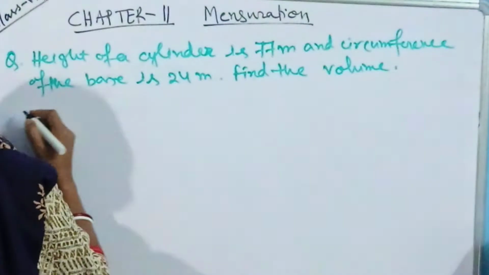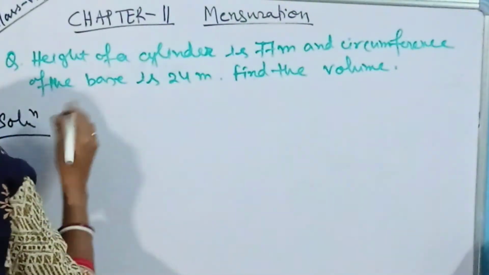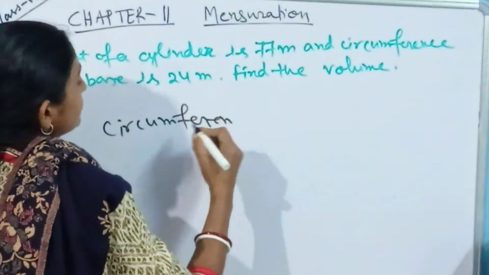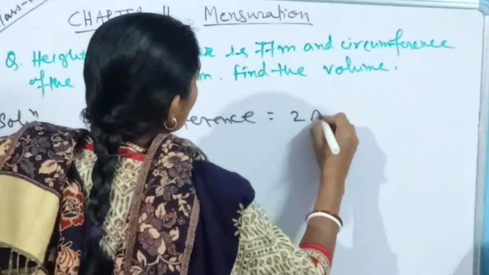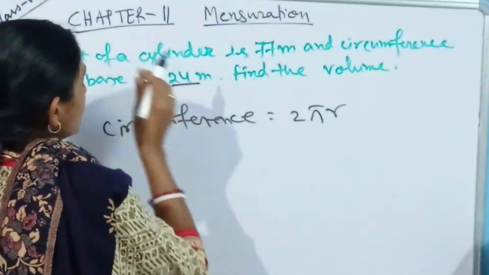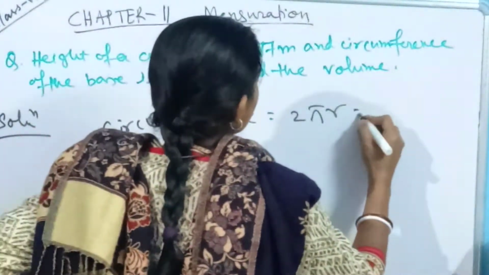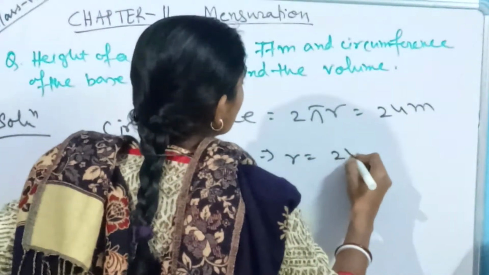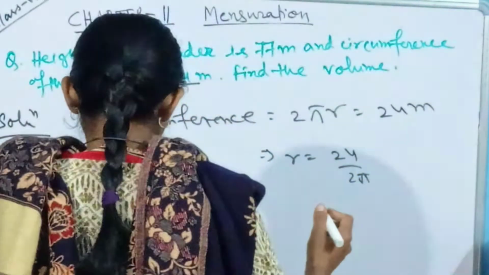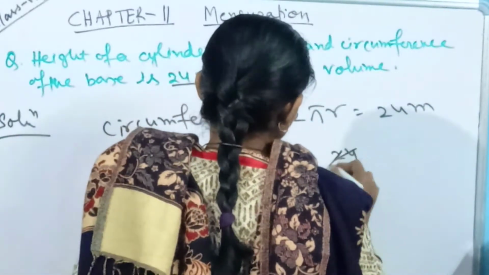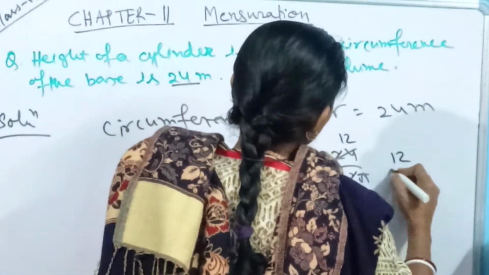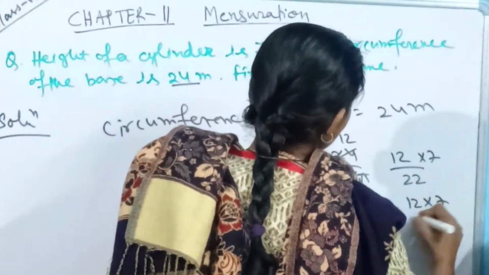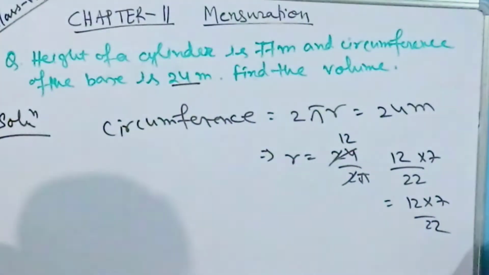What is the radius? Tell me, what is the formula of the circumference? Circumference is equal to 2 pi r, and as per the question, 2 pi r is equal to 24 meter. So here r is equal to 24 by 2 pi. If we cancel this, we can write 12 by, pi is 22 by 7, so 12 into 7 by 22. Now this is the radius we have got.